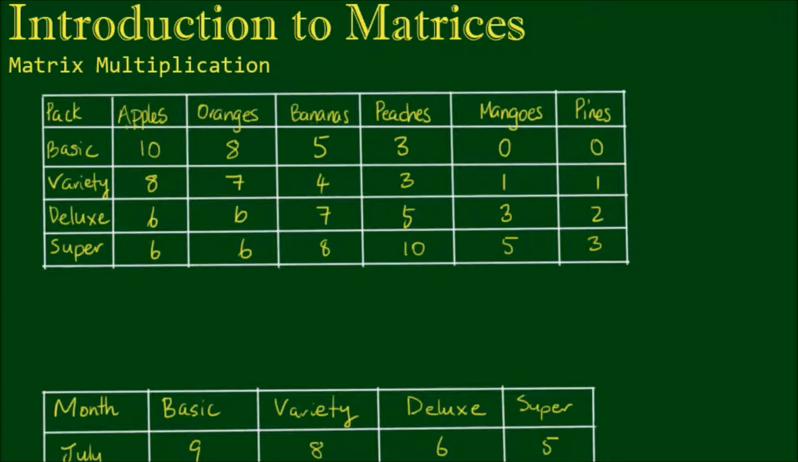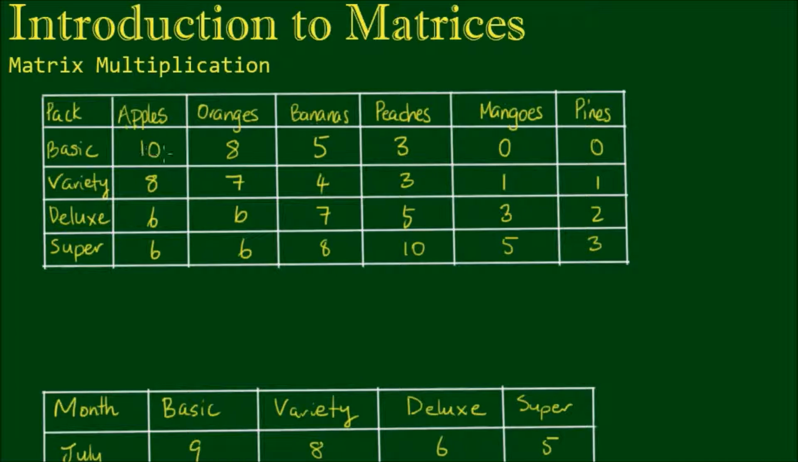So let's suppose that we are running a fruit stall, and to make it easier for the customers when they're buying their fruit, let's pack them into different packs. So we've got 4 different packs here. We've got a basic pack, a variety pack, a deluxe pack, and a super pack. And as you can see, the contents of each of these packs are as follows.